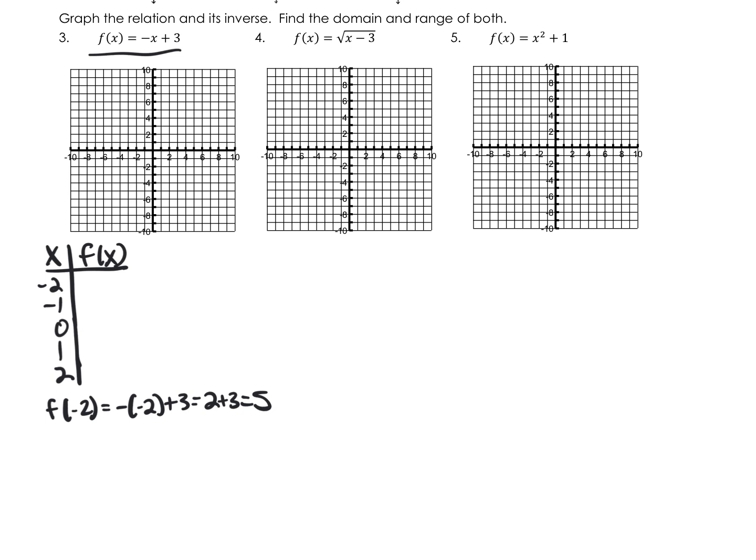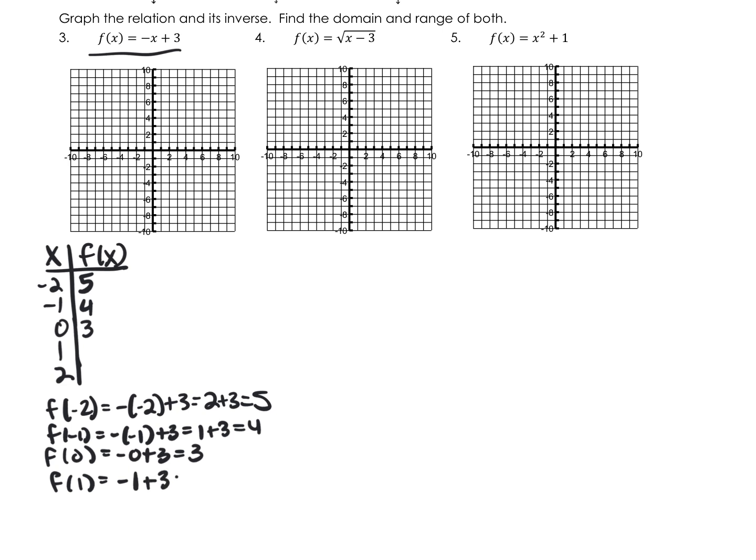And then for f of -1, plug -1 into our equation, -(-1) plus 3, and we'll get 1 plus 3, which is 4. For f of 0, we'll get -0 plus 3, which is equal to 3. For f of 1, we'll get -1 plus 3, which is 2. And for f of 2, we will get -2 plus 3, which is 1. So then we'll put these points on our graph here.